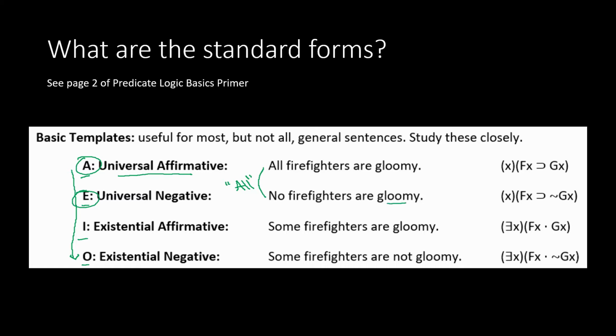The existential generalizations are not about all things, but about some of them, or logically, as you saw in the textbook, at least one thing. And the affirmative or negative side comes from whether or not there's a predicate being asserted. So in the affirmative, firefighters are gloomy, whereas in the negative, firefighters are not gloomy.